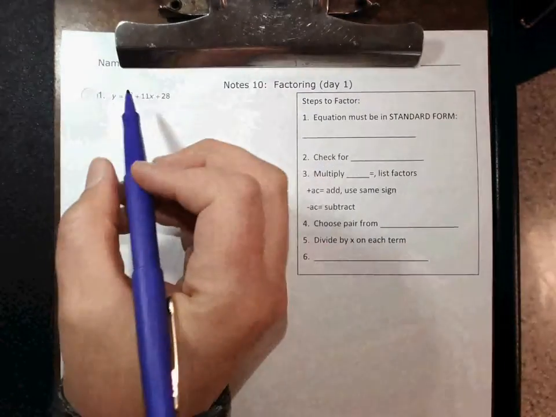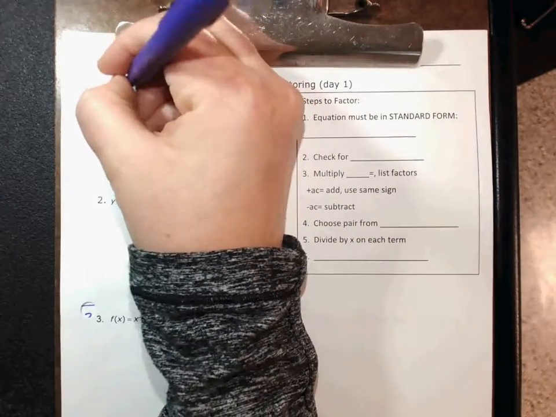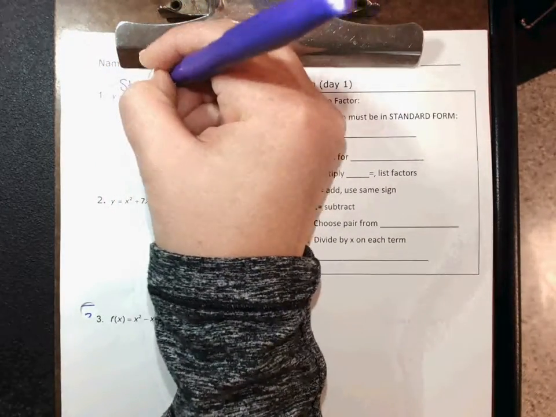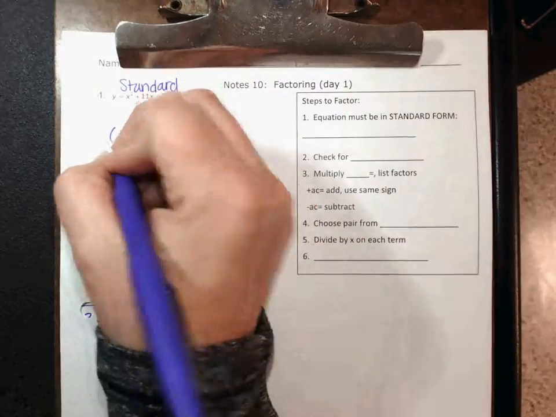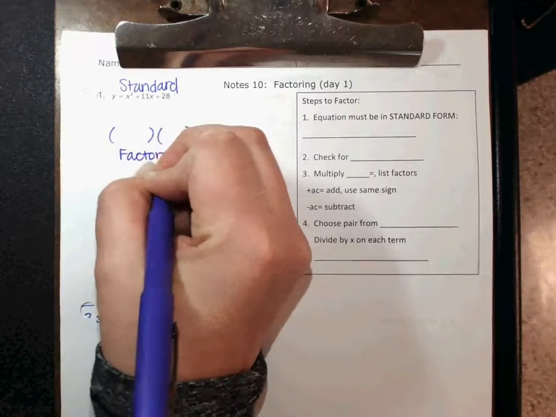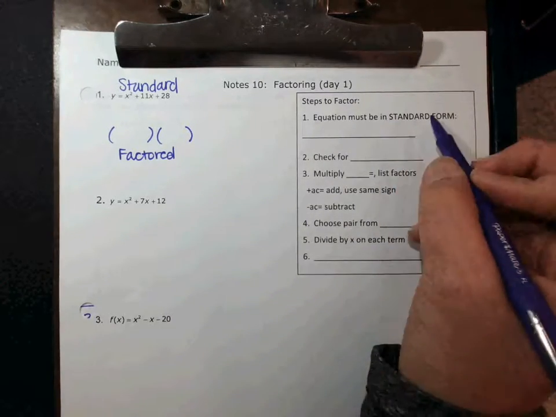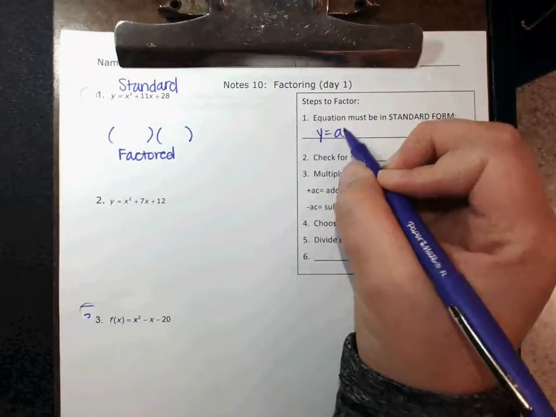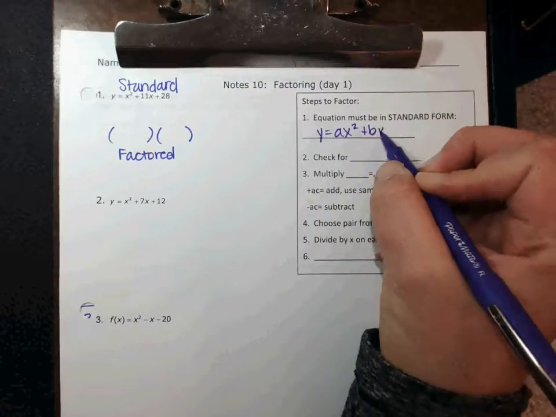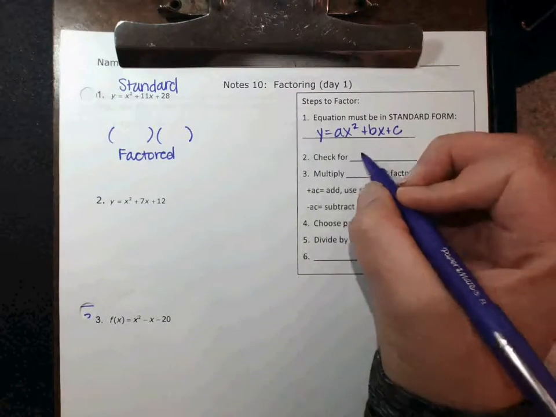Do y'all remember what form this is called? Great. This is standard form. Factored form is when you break it up into parentheses. We did that from a graph, but now we're going to learn how to do it with the equations. So you are going to start with your equation in standard form, which is ax squared plus bx plus c. Then you are going to check for a GCF.